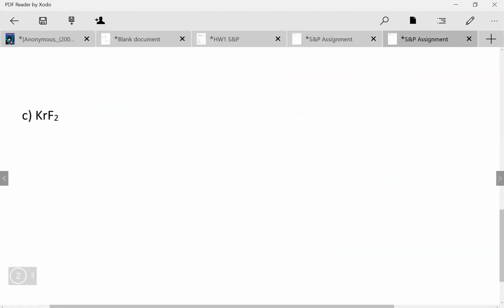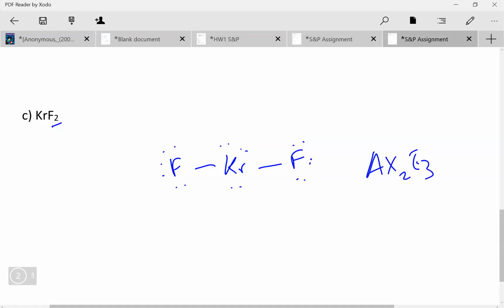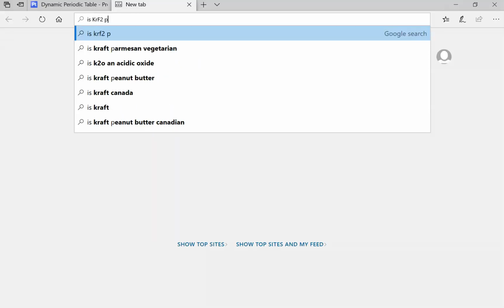KrF2, well, this goes without saying that this is 8 plus 14 is 22. We have 4 plus 6 plus 6 is 16. So 3 lone pairs, AX2E3, which will be linear and also polar, I believe. Again, let me just check whether that is in fact polar. Is KrF2 polar?